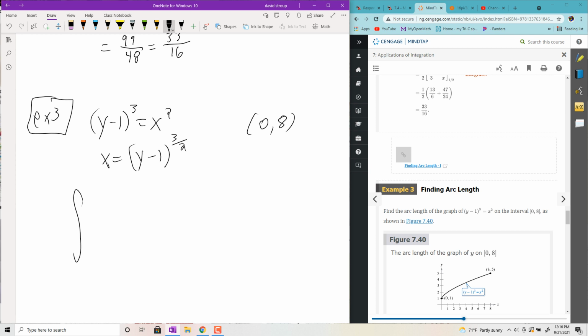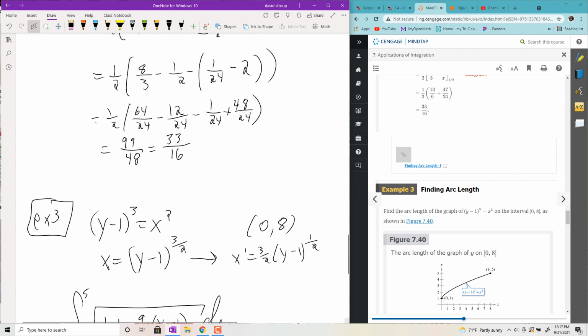instead of going from 0 to 8, then I have to go from 1 to 5, and you can see the coordinates in the picture on the right here, bottom right. So the integral now would go from 1 to 5, the square root of 1 plus the derivative of x squared. So x prime is 3/2 times y minus 1 to the 1/2. Squaring that would be 9/4 times y minus 1.